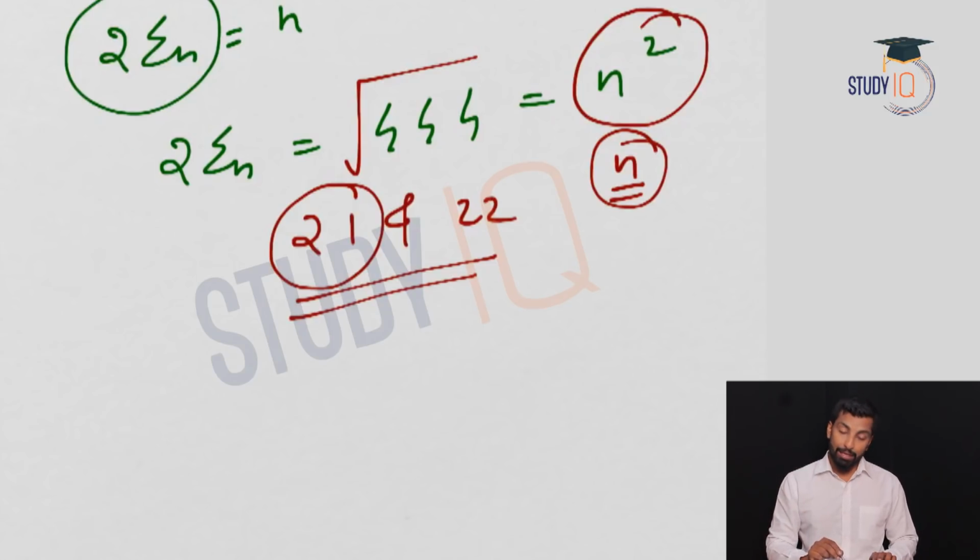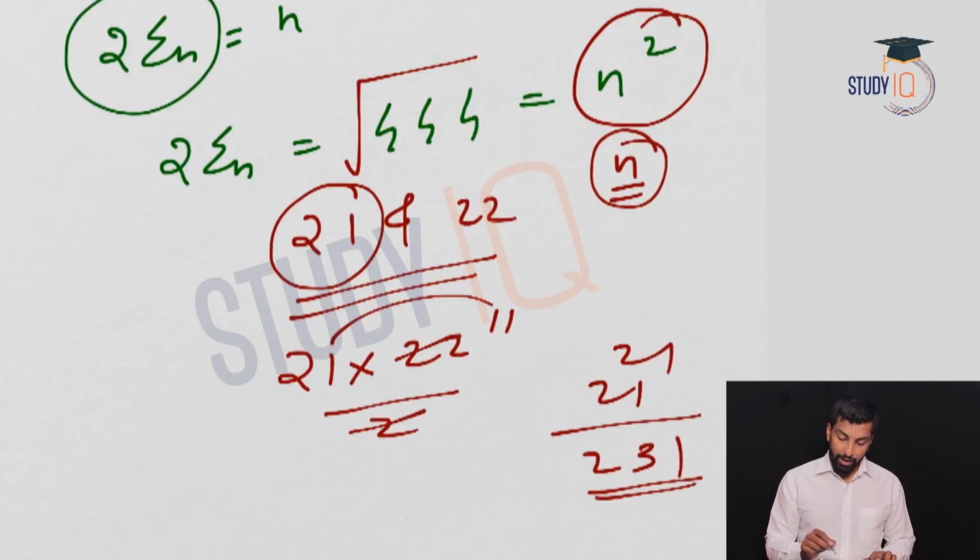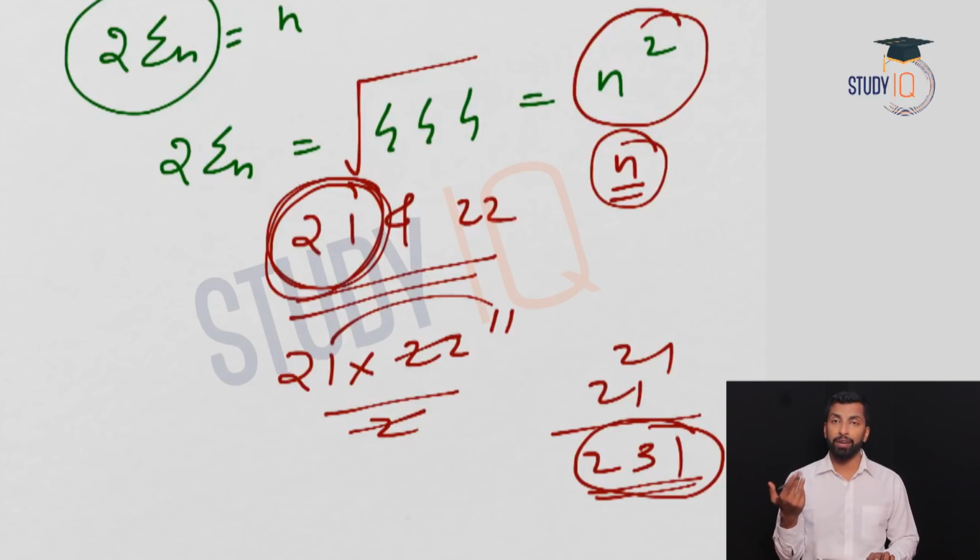So what is your actual sigma n? 21 into 22 divided by 2. So this is 11, and 21 into 11 is nothing but 231. So here the problem is, when you are taking 21 as the number of pages, you are getting sigma n as 231. That is contradictory, because original sigma n is 231 if the page numbers are 21.